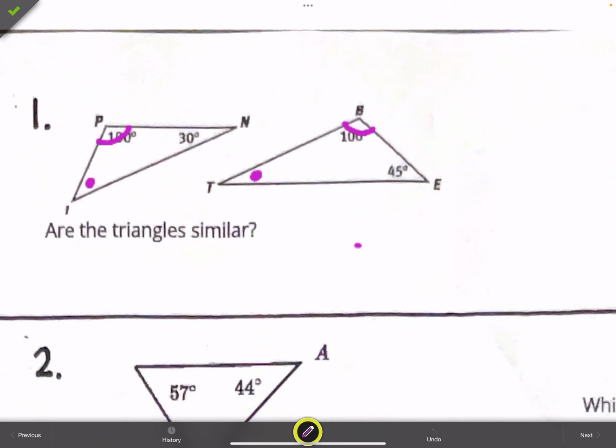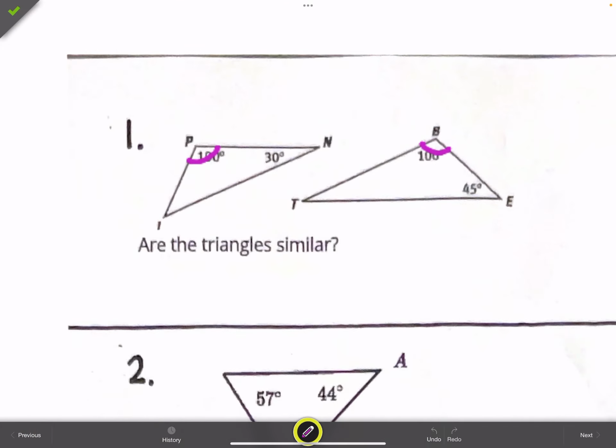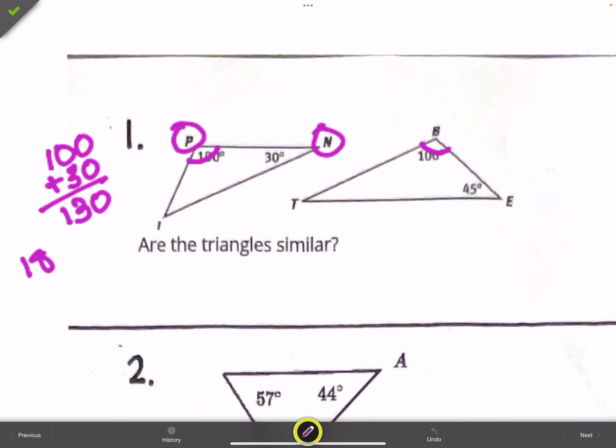Well, we remember that the 3 angles of a triangle add up to 180. So for this triangle, we're going to add angle P and angle N. So that's 100 plus 30. That gives me 130. And then we're going to subtract that from 180 to see what that leaves us. So that leaves us 50 degrees. Okay, so that angle's 50.